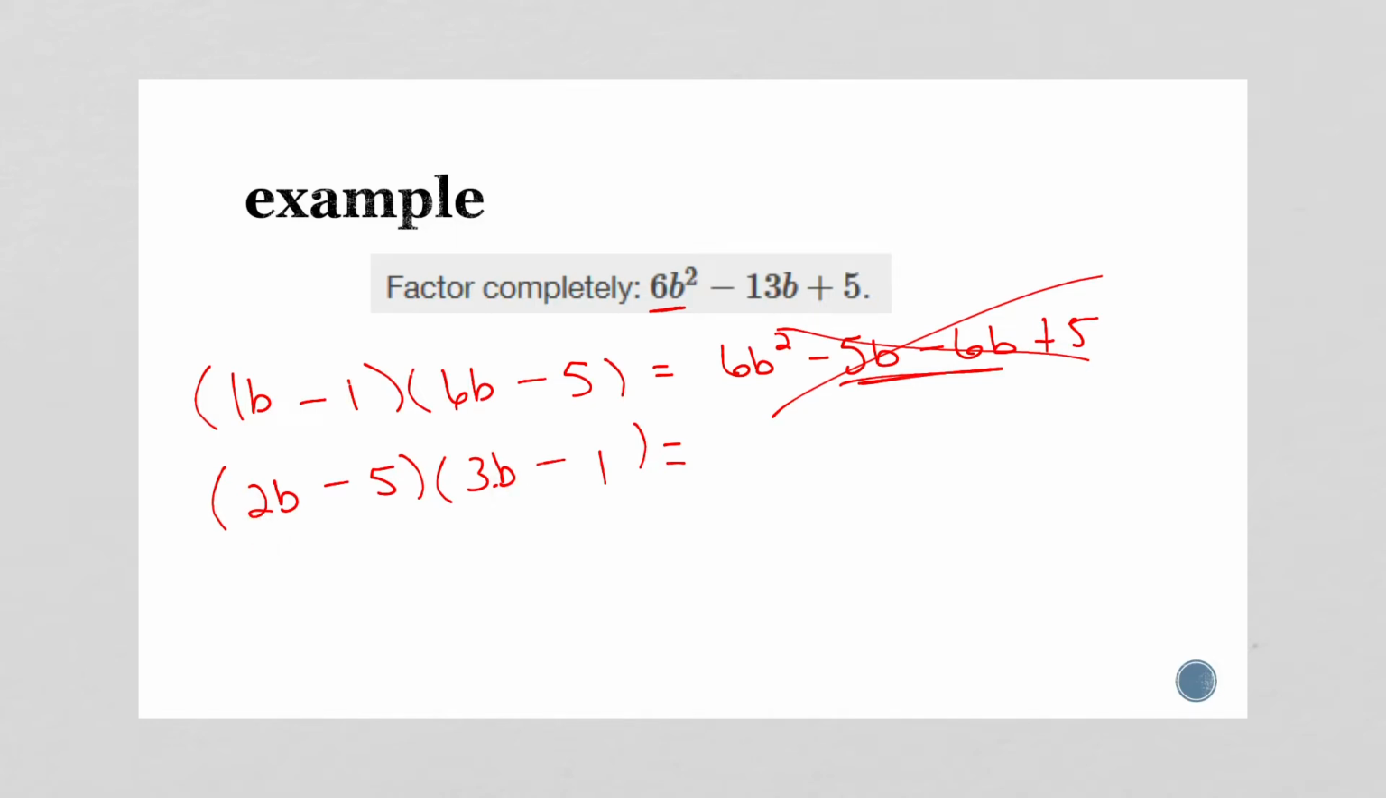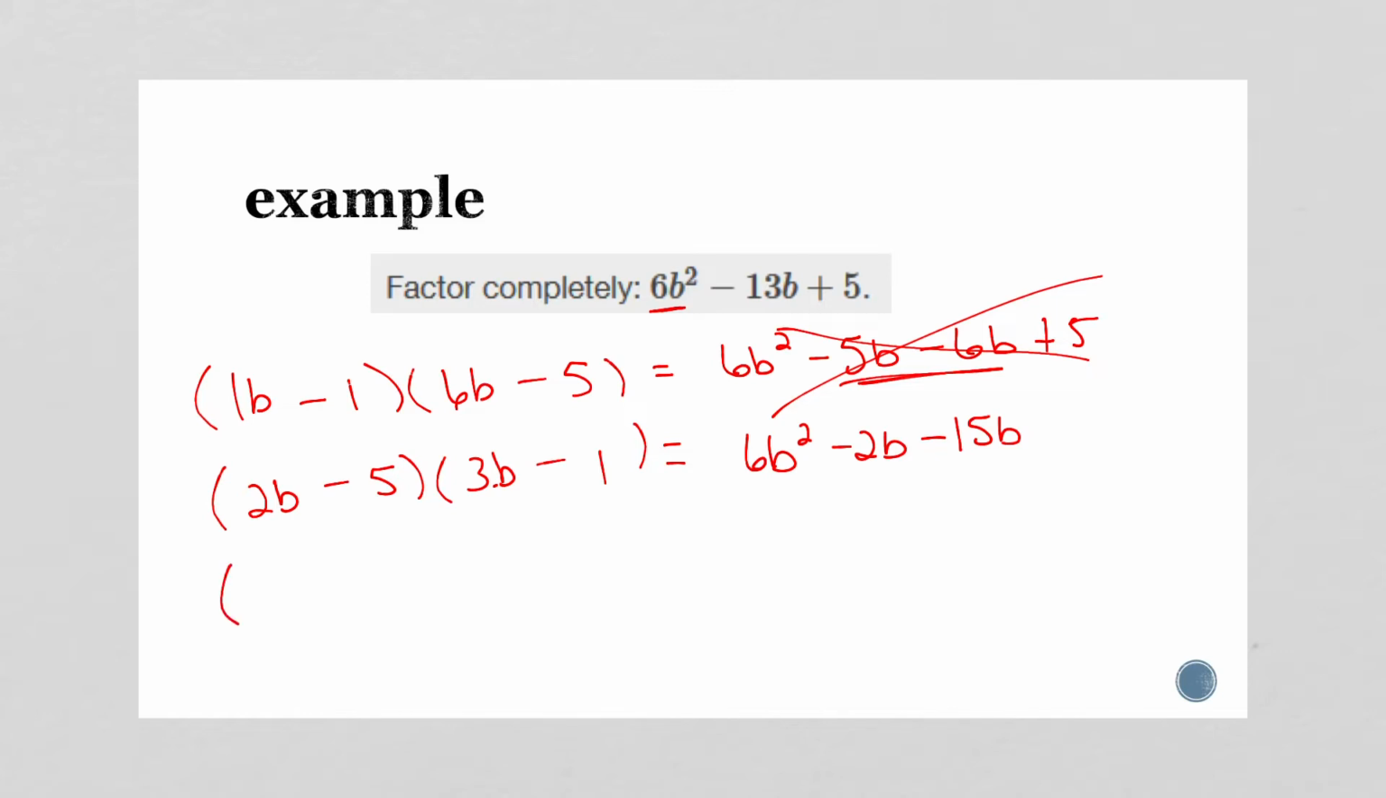2b times 3b is 6b squared. Okay, so far so good. 2b times negative 1 is negative 2b. Negative 5 times 3b is negative 15b. Oh, this one isn't going to work either. Okay, so let's keep going.